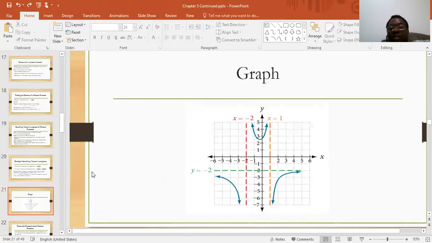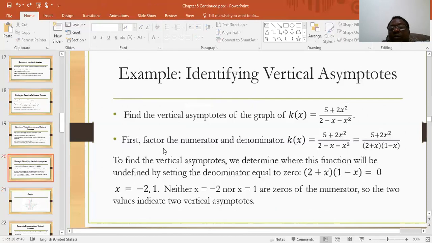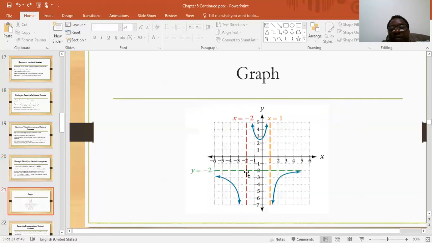So this is the graph obtained from a graphing device. And we can see two vertical asymptotes here at -2 and at 1. There is a horizontal asymptote here at y equals -2 as well. So if you look at the function, you will see that as x tends to infinity, we are going to learn this later, f of x will tend to -2. That's what gives the horizontal asymptote that we have here.